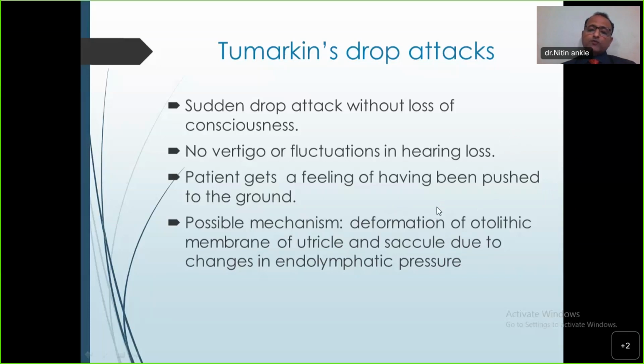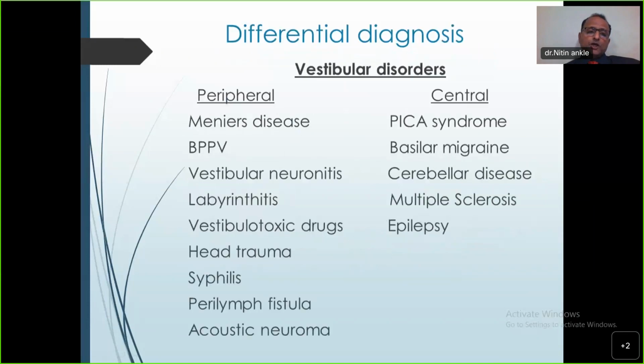And the mechanism is there is a deformation of the otolithic membrane of the utricle and saccule due to changes in the endolymphatic pressure. So this is a possible mechanism. This is called Tumarkin drop attacks. Now coming to the differential diagnosis.